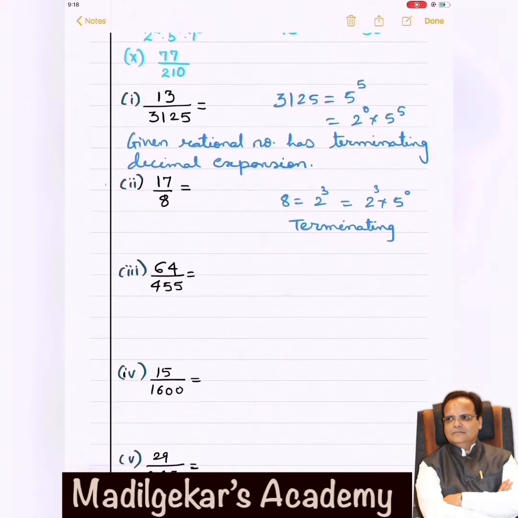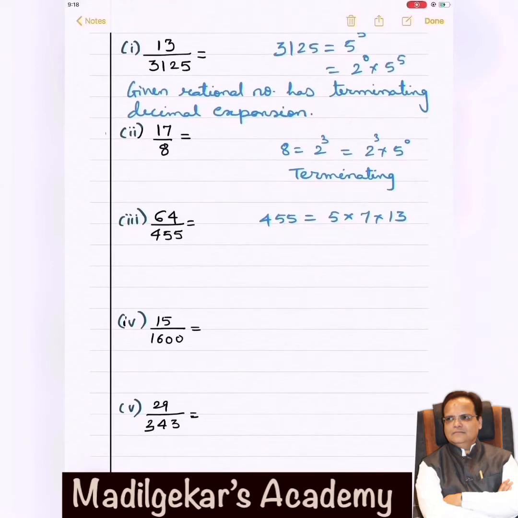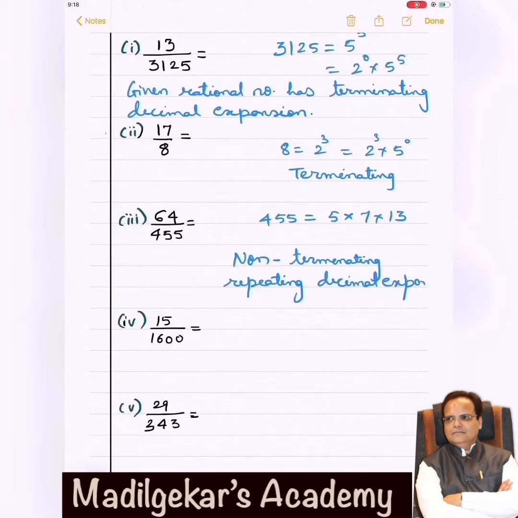In the third bit, 455, the factors of 455 are 5, 7 and 13. Here the denominator cannot be expressed in the form of 2 raised to n into 5 raised to m. So the given rational number has a non-terminating repeating decimal expansion. So in this way, we can easily check whether the given rational number has a terminating or non-terminating expansion.